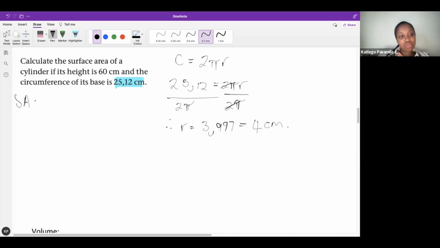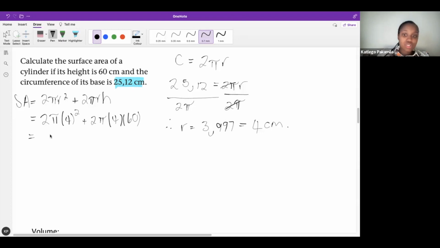Surface area equals formula 2 pi r squared plus 2 pi radius height equals, okay, 2 times pi times the radius, which is 4 squared, plus my 2 times pi times 4 times the 60. Now let's hear what my surface area is. What's my surface area for this one? 1608,50, says Tammy.